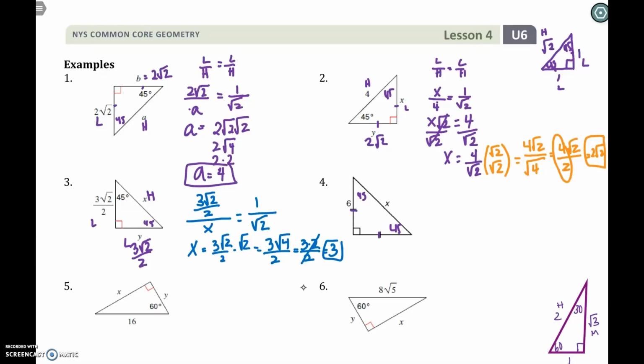Okay, on to number 4, same idea. The 2 legs would be congruent, and we do leg over hypotenuse, leg over hypotenuse. So the leg is 6, the hypotenuse is x. In the original, the leg is 1, and the hypotenuse is radical 2. Cross multiply, 1 times x is x. 6 times radical 2 is 6 radical 2.